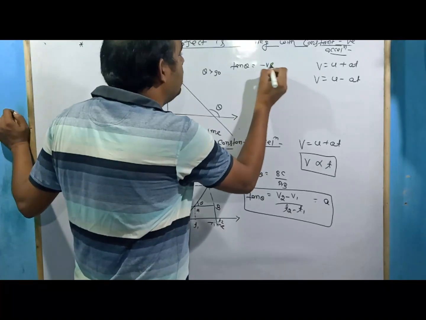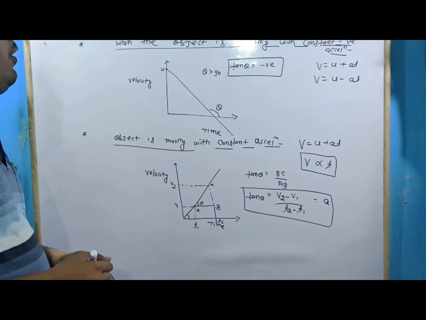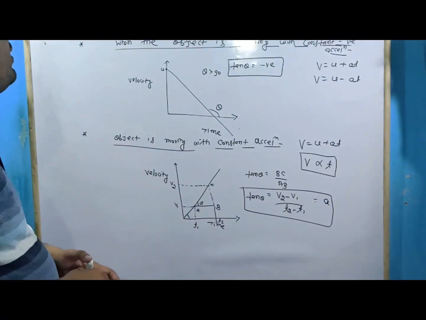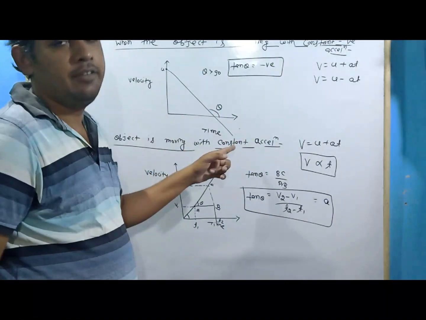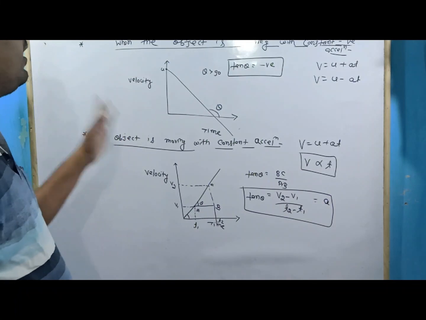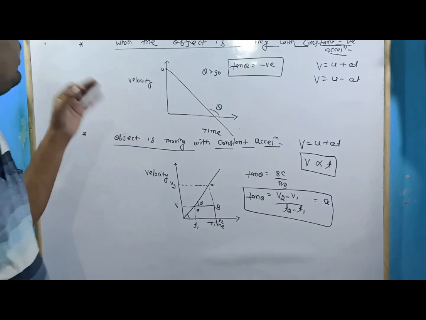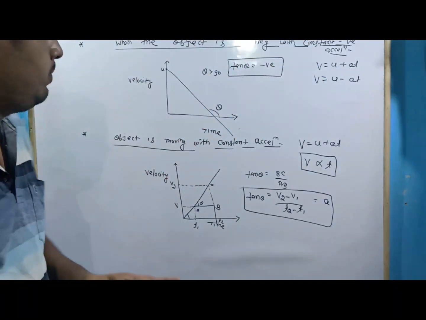negative. So from that logic I can say that when the object is moving with a constant negative acceleration, the graph should look like this, where the value of tan theta should be negative. यहाँ पे मेरे को स्लोप नेगेटिव मिलने वाला है. So that is the graph of the object when it is moving with a constant negative acceleration.